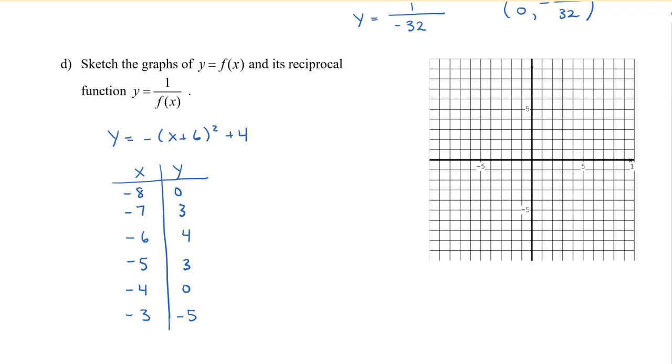All right, so let's graph our parabola first. I'm going to pause here and you can try to do this on your own.